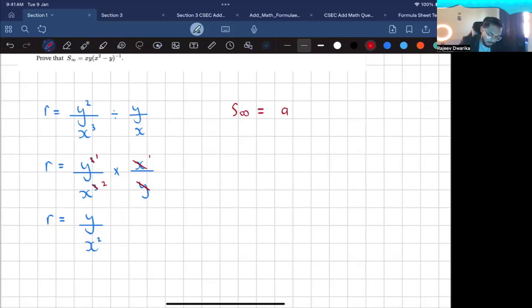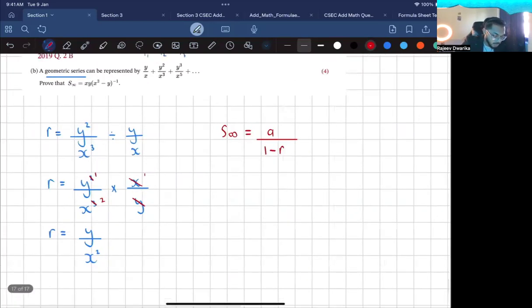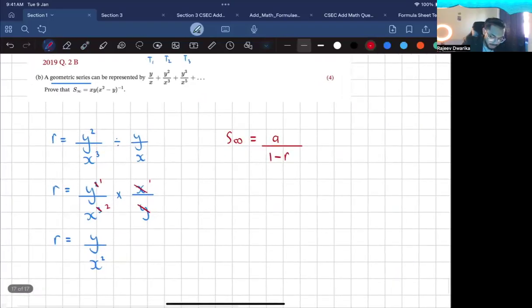A over 1 minus R. Right, so Kiera and Javon, I want you to stay unmuted and help me with this question. So Kiera, what is the first term A? What is A? Y over x. Y over x. And that'll be 1 minus what, Javon? 1 minus 1 minus y over x squared.